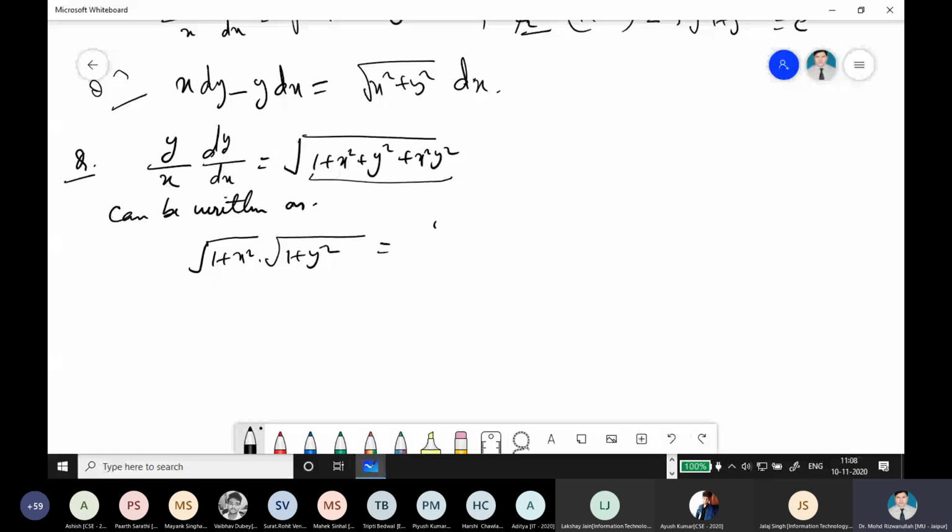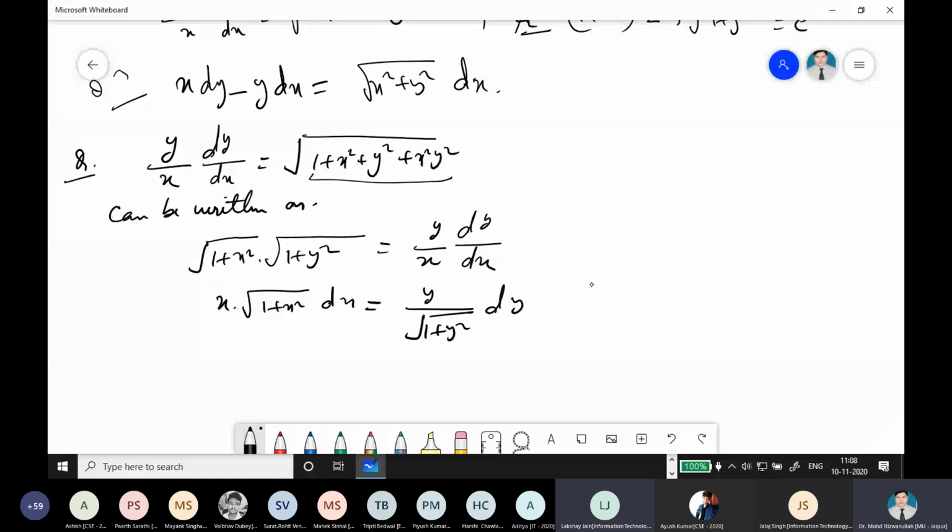Yes, sir. y by x and then dy by dx, then x into square root of 1 plus x square dx. This will be equal to y upon square root of 1 plus y square dy. Right? Okay, sir. Got it.